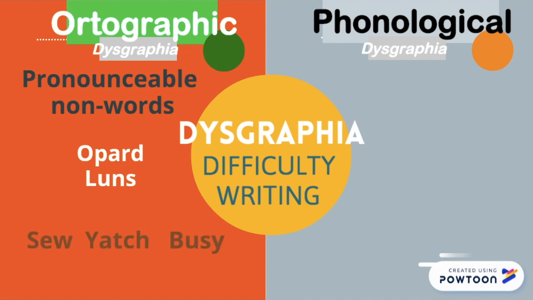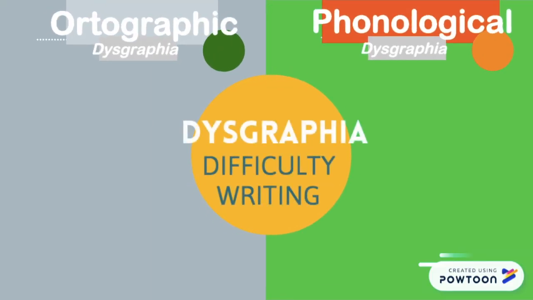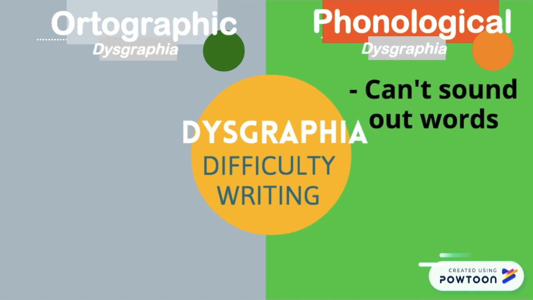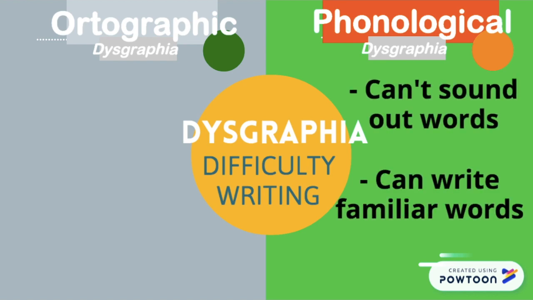With irregular words like so, yacht, and busy, they might write them this way. Next, we have phonological dysgraphia. This is a writing disorder that is the opposite of orthographic dysgraphia, and it's kind of similar to phonological dyslexia. People with this disorder cannot sound out words. They can only write words that they have previously seen, so they can actually visualize them and write them down.